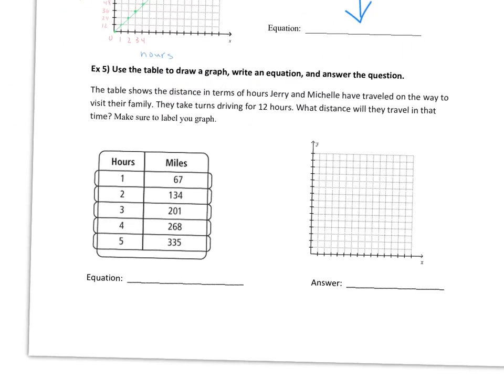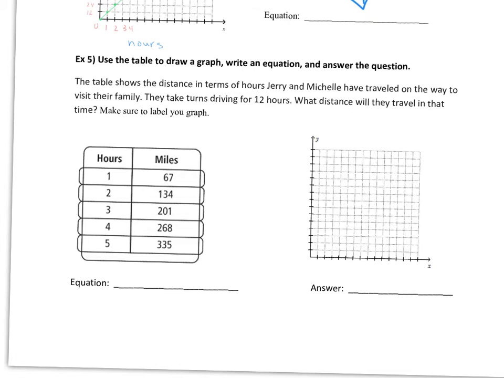So now on this one, they actually already give you a table ready to roll, all right? So that's kind of nice. So it says use the table to draw a graph, write an equation, and then answer the question. The table shows the distance in terms of hours Jerry and Michelle have traveled on their way to visit their family. They take turns driving for 12 hours. What distance will they travel in that time? And make sure to label your graph, okay? All right, so if I'm looking here, you can see that they're already telling you that in 1 hour they go 67 miles. In 2 hours, they went 134 miles.